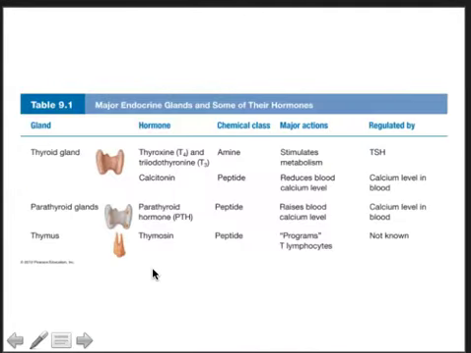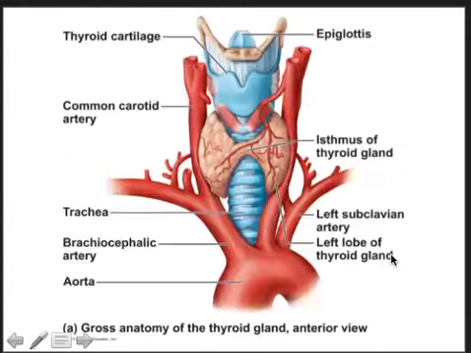This is just a list of the hormones made by the thyroid, the parathyroid, and the thymus. Again, they give you the chemical class, they show you the major actions, and they show you the hormones that regulate them. And here you can see the position of the thyroid gland right below the larynx. It has two lobes connected by an isthmus, okay? And again, its major hormones are thyroxine, T4, triiodothyronine, T3, and calcitonin.